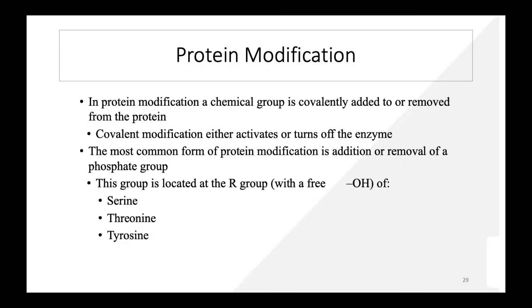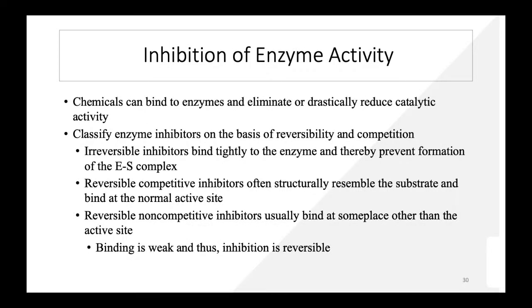In protein modifications, a chemical group is covalently added to or removed from the protein. So covalent modification either activates or turns off the enzyme. The most common form of protein modification is addition or removal of a phosphate group, on serine, threonine, or tyrosine. So let's discuss inhibition of enzyme activity.